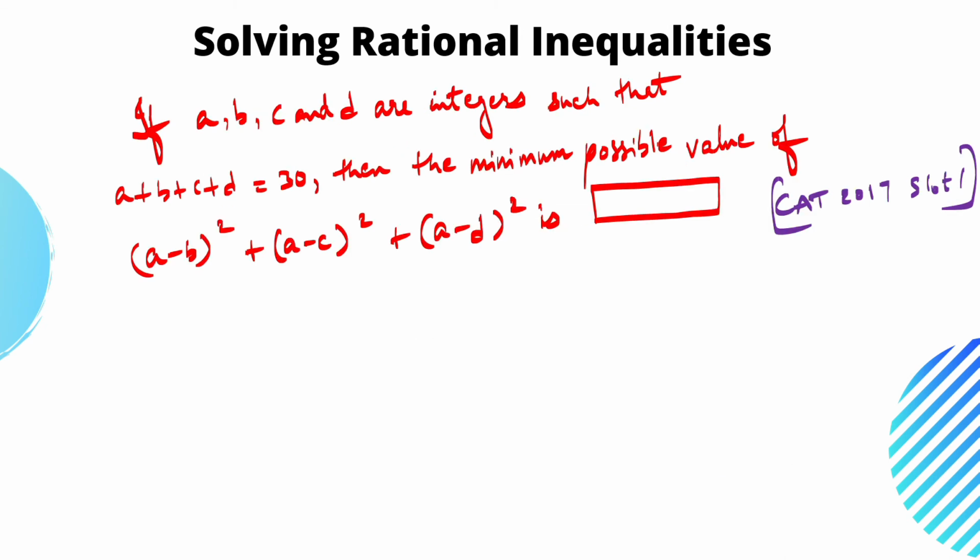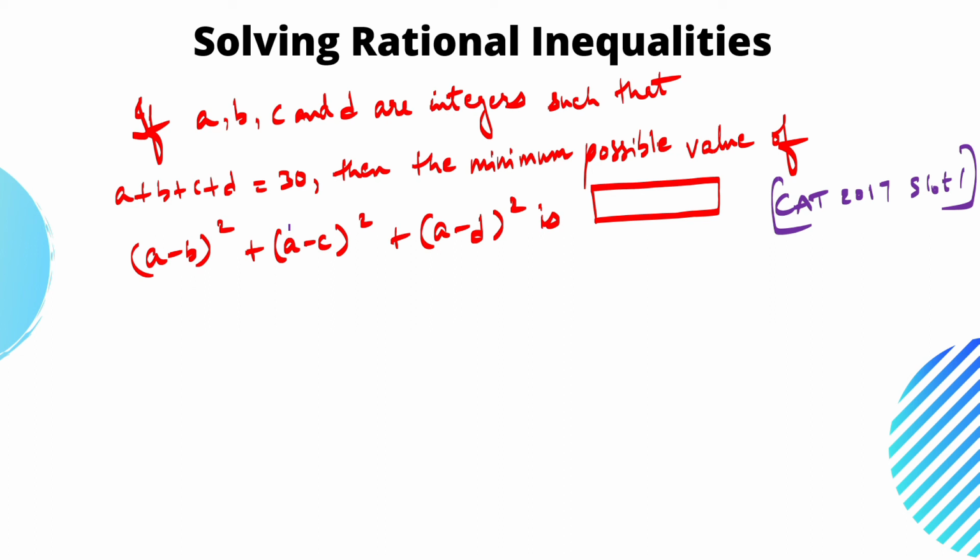So this is also one more theta question that appeared in CAT 2017 slot 1. The question is, if A, B, C and D are integers such that the sum is 30, then the minimum possible value of the expression is. So if A, B, C and D are equal, it would be awesome, because the minimum value will be 0 in that case. 0 square plus 0 square plus 0 square is equal to 0.